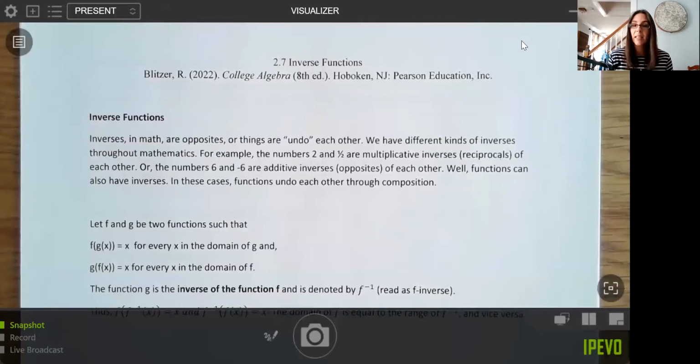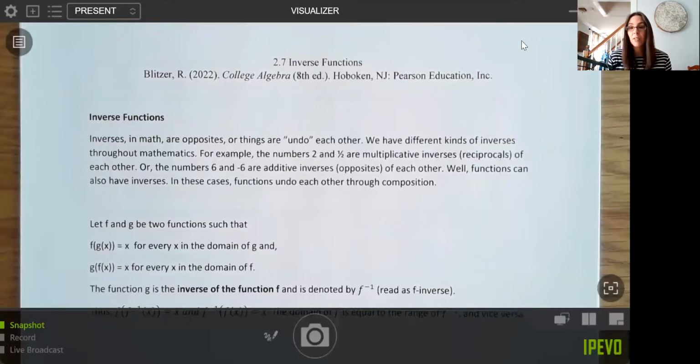The numbers 6 and -6 are additive inverses. Again, you often hear them as opposites, but they are a type of inverse because they undo each other. So 6 plus -6 is 0. And again, with addition, adding 0 doesn't change anything. So it's a nice property there as well. So inverses are just operations or examples or numbers, depending on what we're talking about, that undo each other.